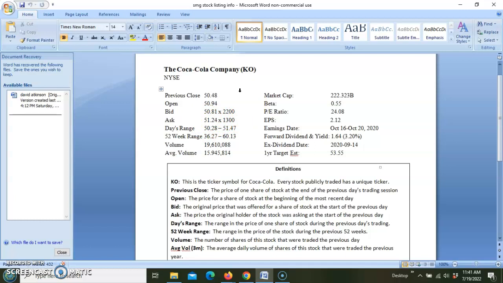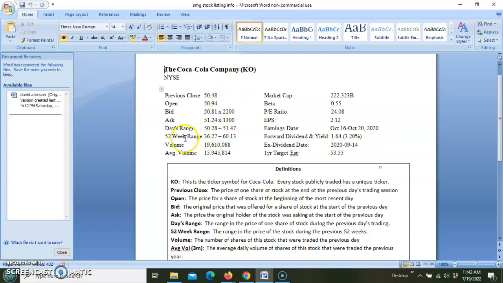At some point early this morning, they came to an agreed upon price, and that price on the first opening was $50.94. So there were some negotiations that took place between stockbrokers that came to that opening price for the day. Here we have the day's range. This is the previous trading day's range. So Coca-Cola changed price constantly throughout the day from a low of $50.28 per share to a high of $51.47 per share, and then ultimately it closed at $50.48.